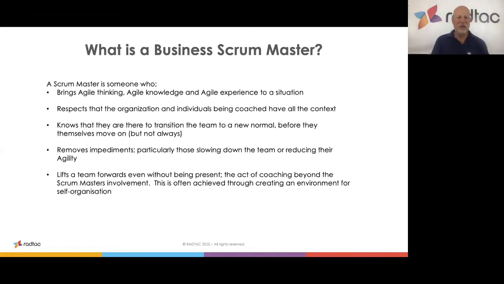Know that we're there to transition the team, the organization, the product owner to a new normal. It's a new way of working, business agility, whatever that is. So that means that, as I suggested a little bit earlier on, we need to sell it in a way that people understand it in their context, but we also need to measure it. We need to prove that this way of working is better.